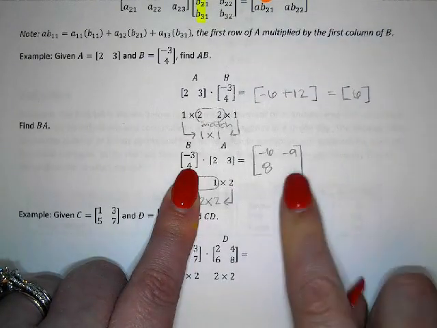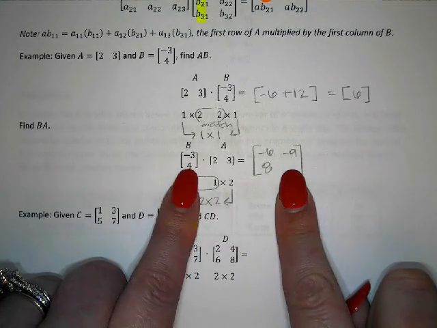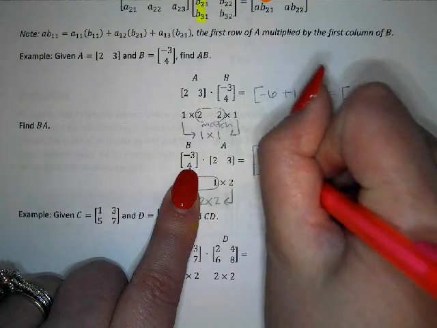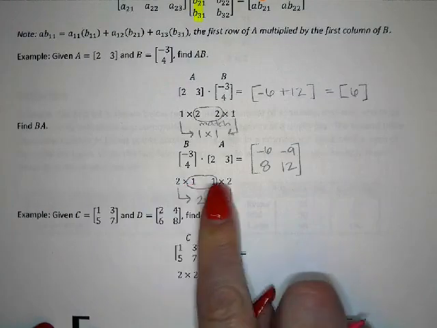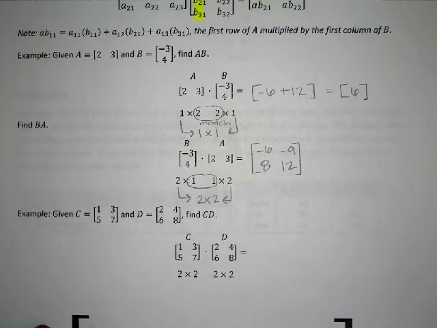And then this space is in the second row, second column. So I'm going to keep my left finger in the second row. I'm going to move my right finger to the second column. 4 times 3 is 12. And so for each of those, I just had one number that I was multiplying to get those products.